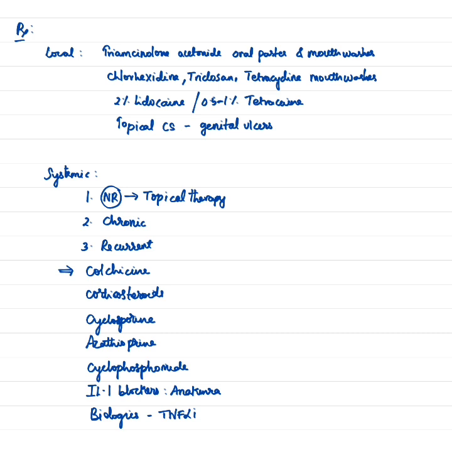Systemic treatment is given when the lesions are non-responsive to topical therapy, or if the lesions are chronic or recurrent. Systemic drugs include colchicine, either 0.5 or 0.6 mg BD depending upon the response, or corticosteroids starting at a dose of 0.5 to 1 mg/kg of oral prednisolone, or cyclosporin, azathioprine, cyclophosphamide, and IL-1 blockers such as anakinra, and other biologics such as TNF-alpha inhibitors like etanercept or infliximab can be useful.